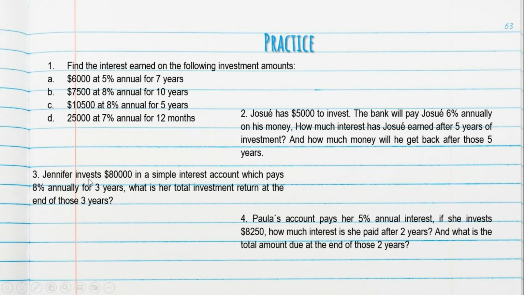This one says Jennifer invests $80,000 in a simple interest account, which pays 8% annually for 3 years. What is her total investment return at the end of those 3 years? Look at the question. What is her total investment return? I'm asking for the amount due, not just the interest. So that's why you have to pay close attention to what I'm asking from you in the exercise.